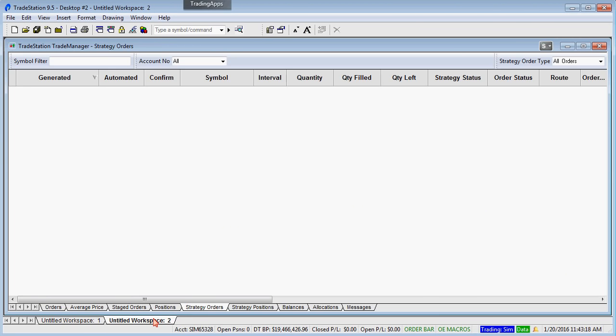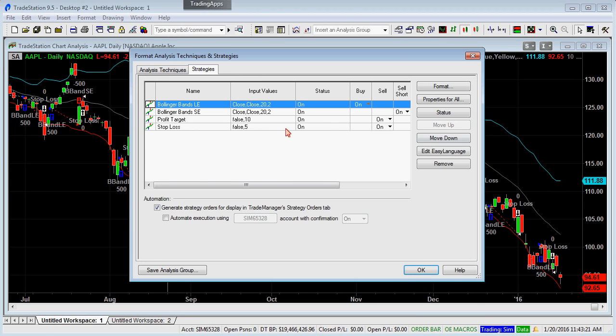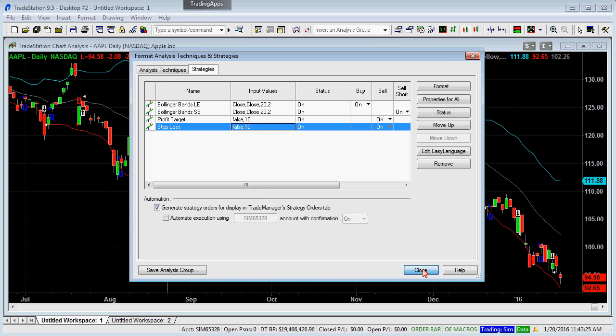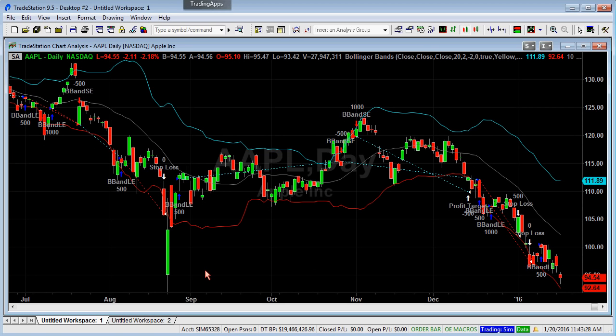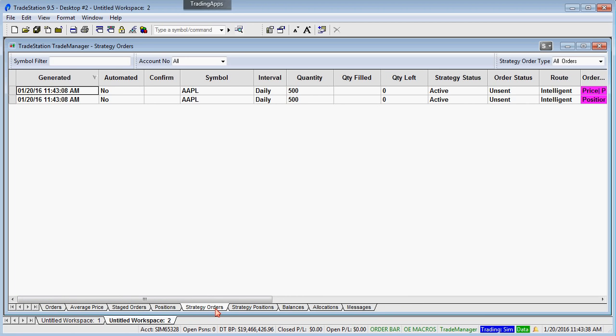Okay, I think it's still very tight. I still have nothing. Let me do 10 points on my stop loss. I just want to make sure that you can see the position. If I go over here to my Trade Manager, now I see that I'm long 500 on my strategy. I'm losing money, but if I go to my strategy orders, now I have 2 active orders.